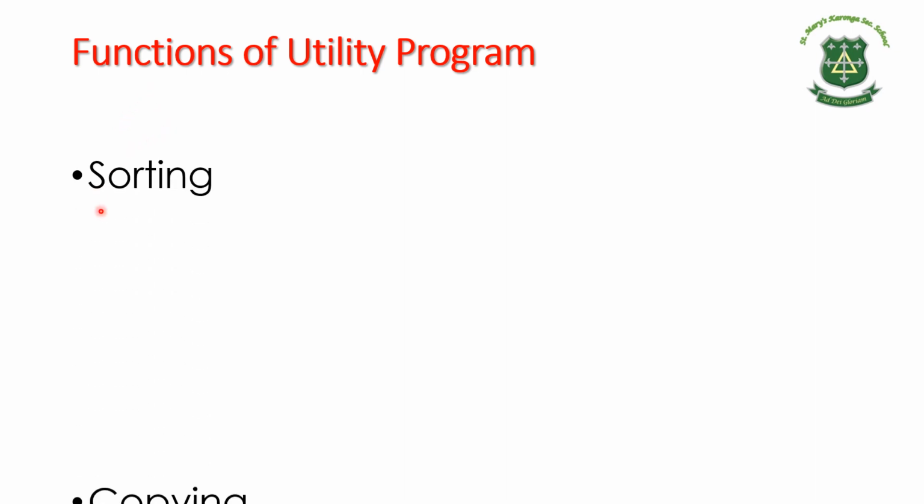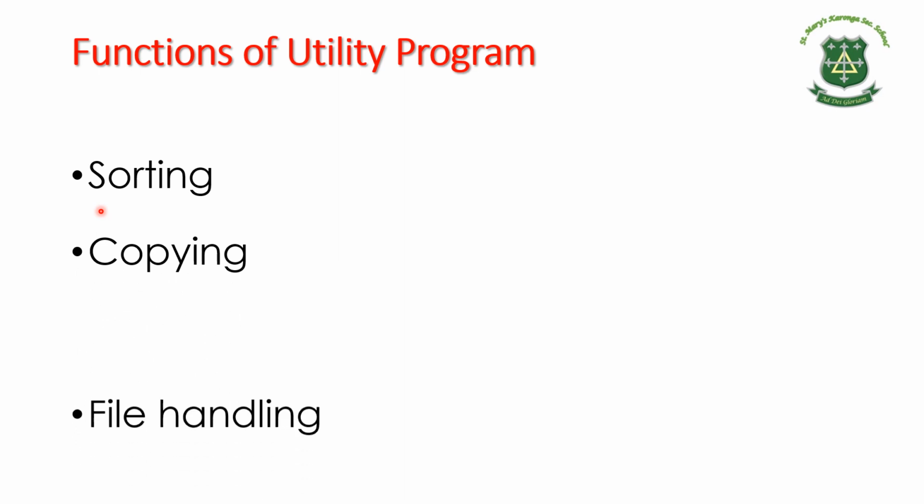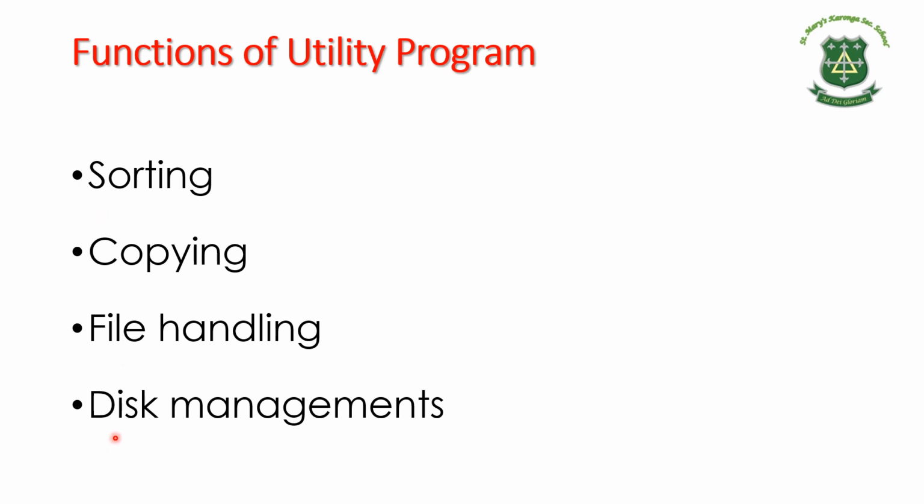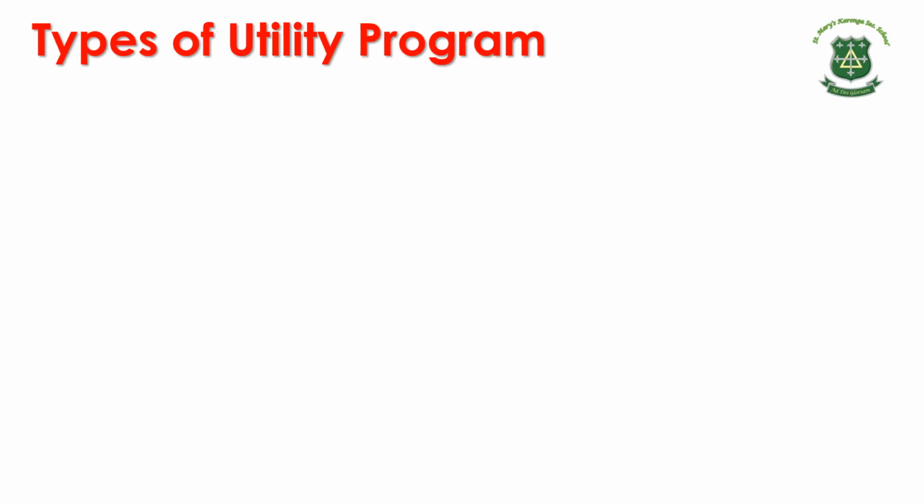Sorting things, copying things, then file handling, it handles the files, then disk management. So we see these are the functions of the utility software or the utility program: sorting, copying, file handling, and disk management.